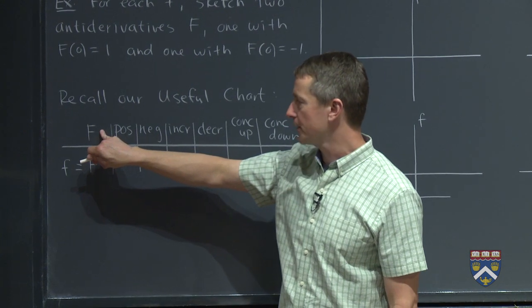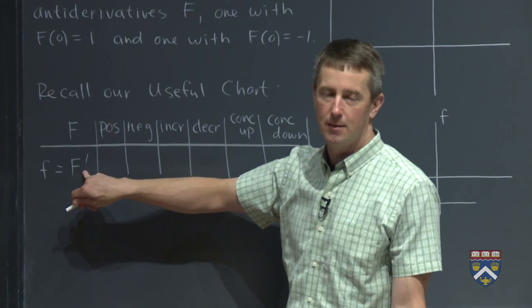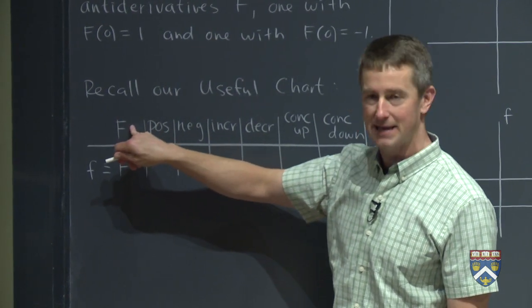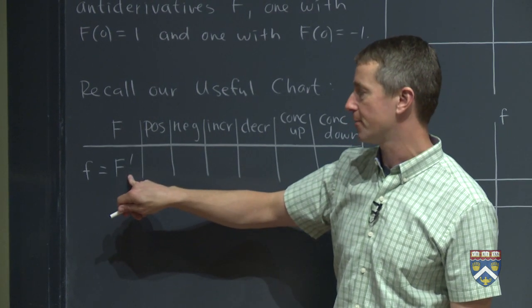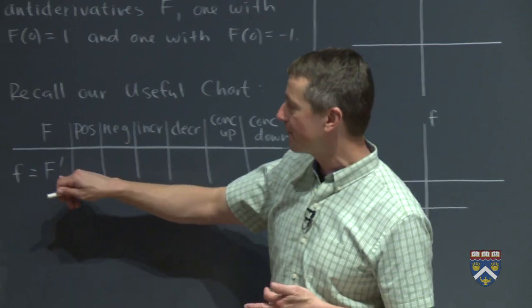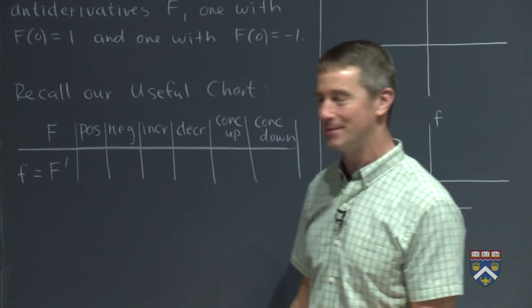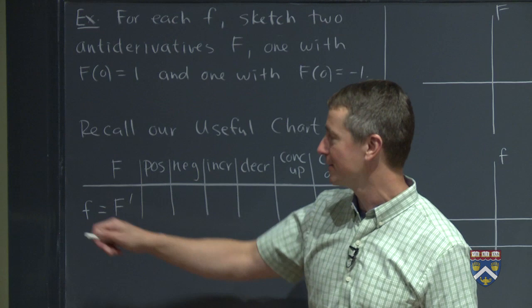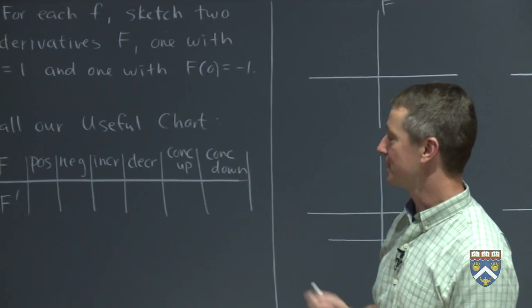Back then, this was called little f, and this was called little f prime, but I hope you'll agree that I could call this capital F and call this capital F prime. And capital F prime is the same as little f. If capital F is an antiderivative of little f, that's simply what it means, that the derivative of capital F is little f. So let's fill in this chart.